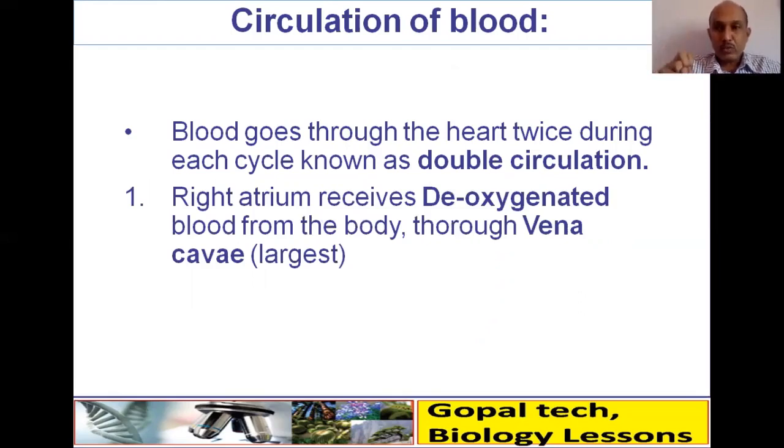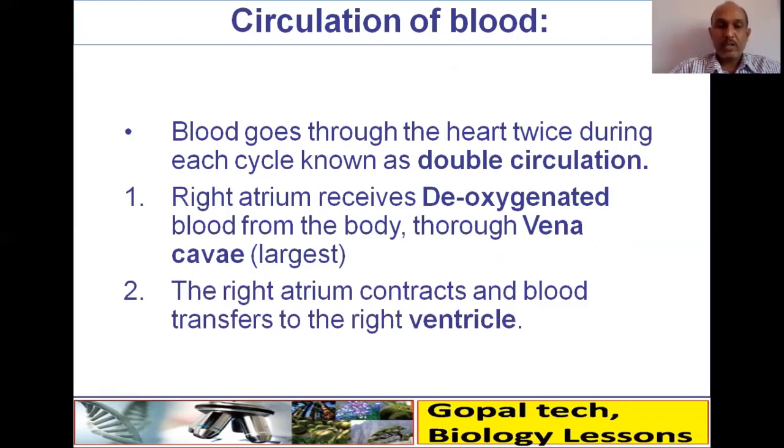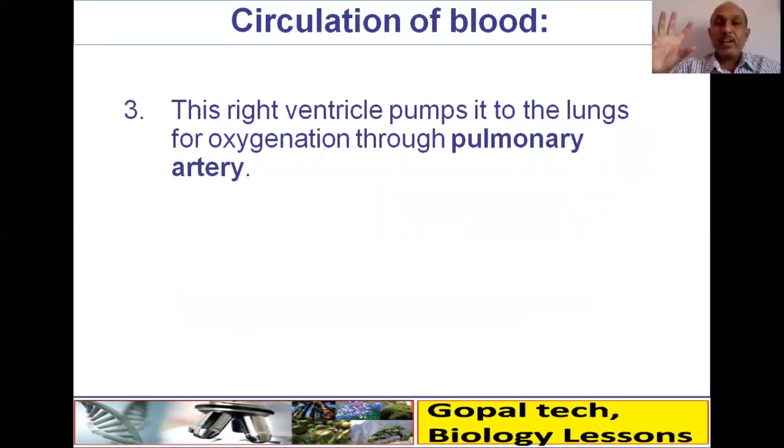The right atrium receives deoxygenated blood from the body through the vena cava, that is the largest vein. The right atrium contracts and the blood transfers to the right ventricle. Then this right ventricle pumps the blood to the lungs for oxygenation through the pulmonary artery. So this is the only artery which carries deoxygenated blood. एक मार्क का क्वेश्चन आएगा.